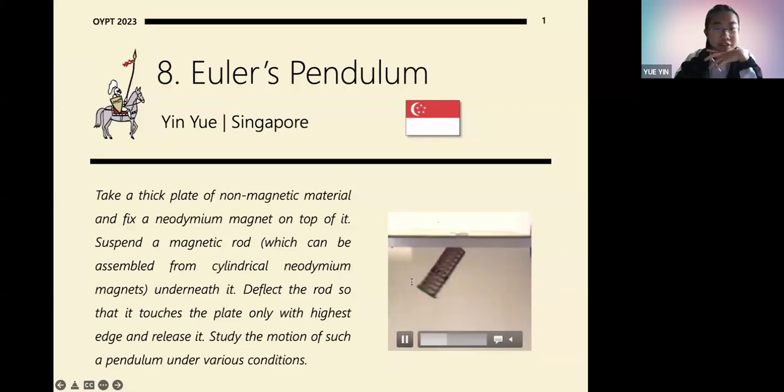Can everyone see my screen? Okay, that's great. This is Euler's pendulum. It was one of the problems in 2023's IYPT. The name is a pun on Euler's disk, which is a similar but not the same system. This is actually an inversion of the Euler's disk, so it's upside down and attached to the plate by magnetic forces.